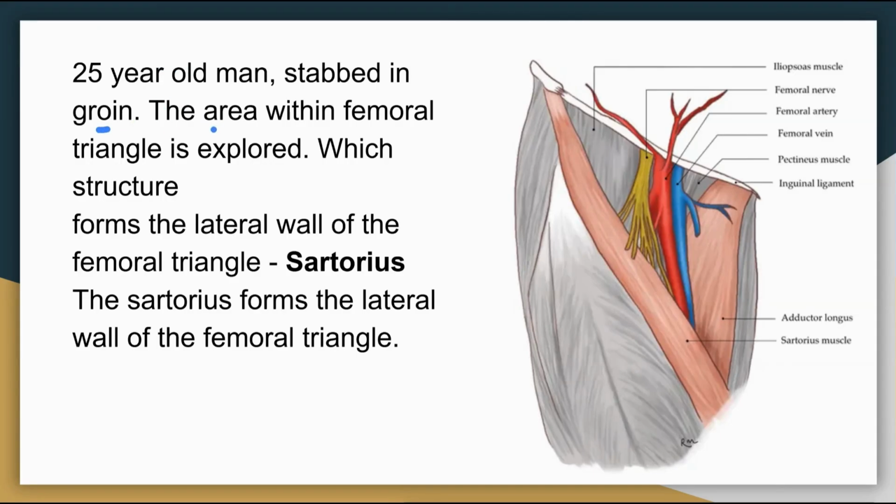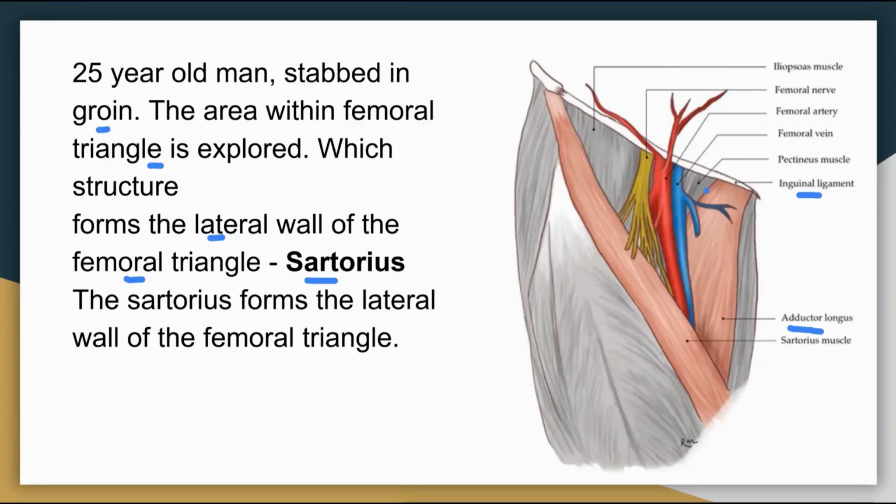So, a 25-year-old man got stabbed in the groin. The area within the femoral triangle is being explored. Which structure is going to be responsible for the lateral wall of the femoral triangle? And that is the sartorius. So, the medial border of the sartorius is going to form the lateral boundary, and the medial border of the adductor longus muscle is going to form the medial boundary. Superior boundary will be by the inguinal ligament. So this is going to be our triangle.